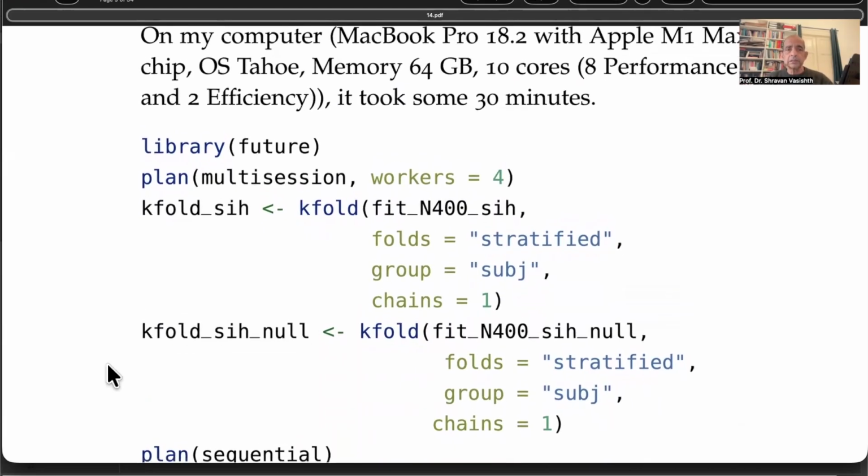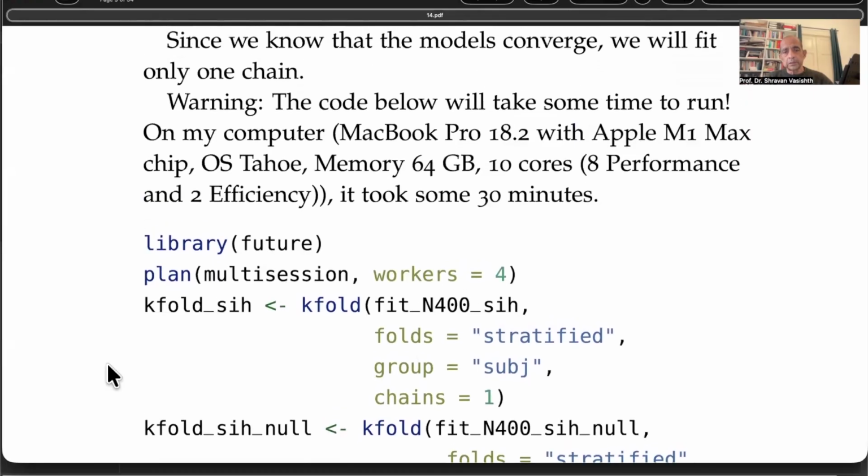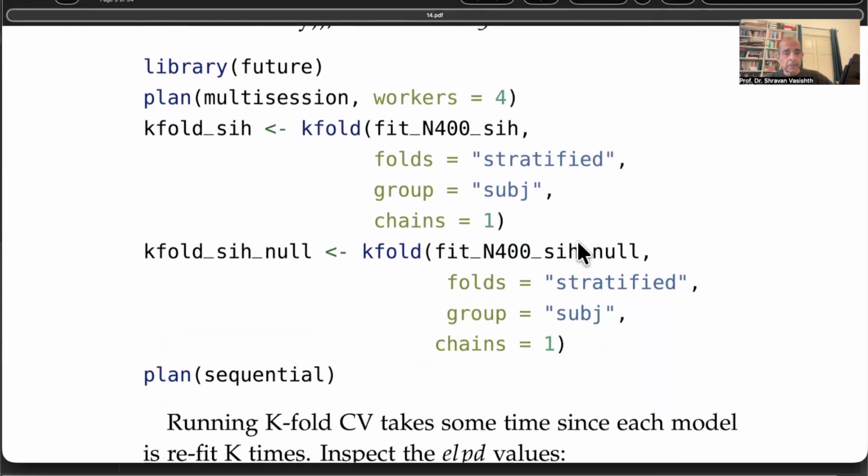On my machine, which is a MacBook Pro 18.2 with an Apple M1 Max, with the operating system Tahoe, I don't know how to pronounce that, with a memory of 64 gigabytes and 10 cores, with 8 performance cores and 2 efficiency cores, it took about 30 minutes, okay? But it will definitely take longer if you have a less powerful machine.